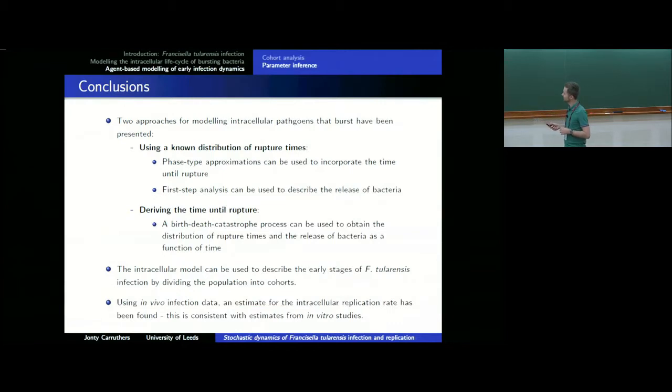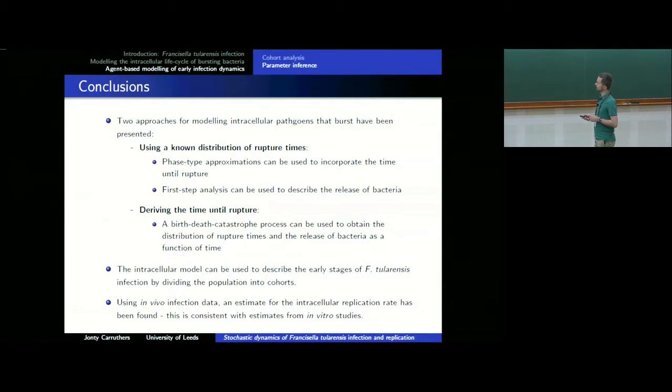So what we've talked about is two approaches that we can use to model the intracellular life cycle of this bacteria, Francisella tularensis. The first one was when we know the distribution of rupture times, perhaps from experimental data, and we can use a phase type approximation to approximate that distribution if it's not an exponential or an Erlang or something related to the exponential. We can use first step analysis to then describe how many bacteria are being released from the cell. The alternative approach was to actually derive this time until rupture using the rates of the birth, death, catastrophe process, or just that intracellular process.